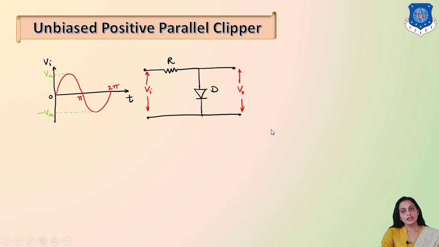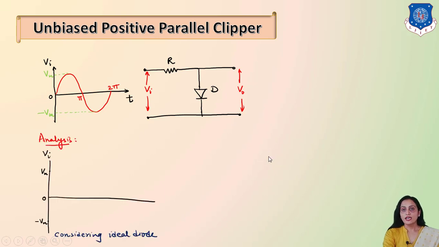Now we will start the analysis for unbiased positive parallel clipper, and for that, as I explained in the previous two videos, we will consider the input voltage range. So here the input voltage is from, you can see on screen, plus Vm to minus Vm. So the input voltage range, from plus Vm to minus Vm, is being plotted. And now as this is an unbiased clipper, we will divide this input voltage range into two parts, that is positive half cycle and negative half cycle.